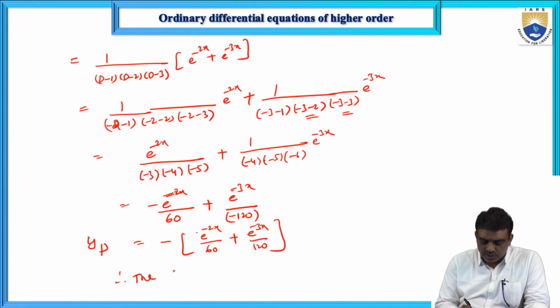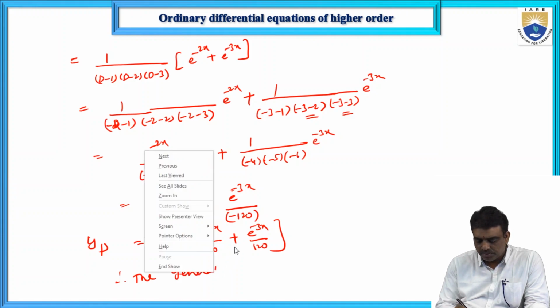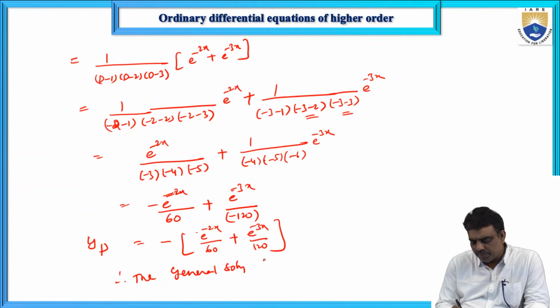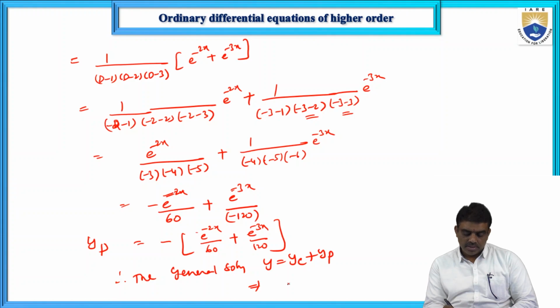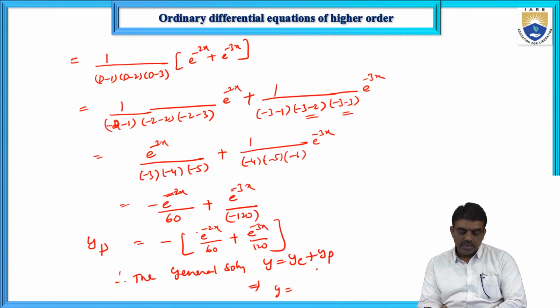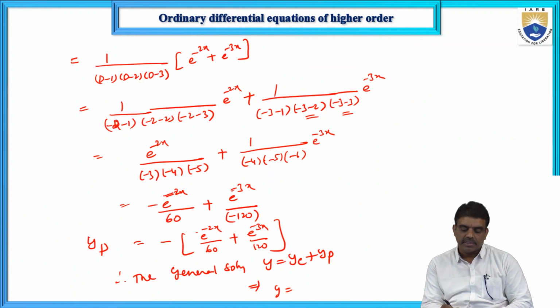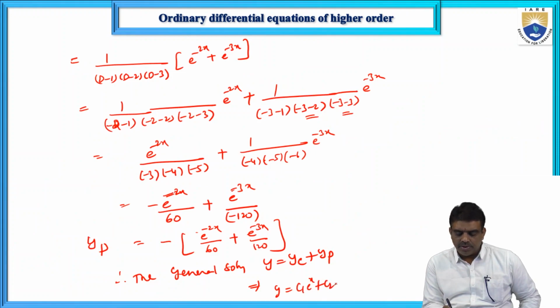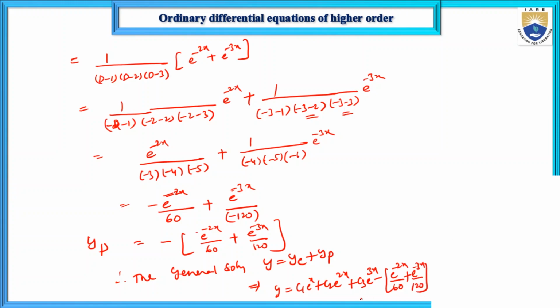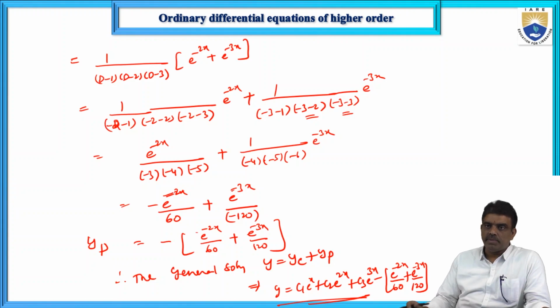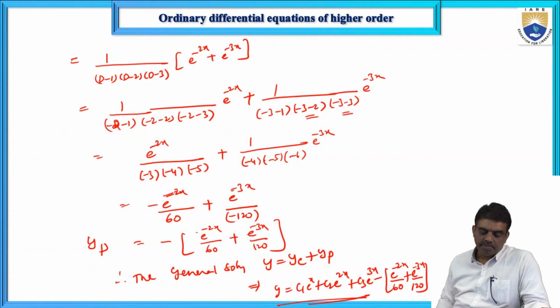Therefore, the general solution. What is the general solution? Y is equal to yc plus yp. What is yc? Here I can see that this is c1 e power x plus c2 e power 2x plus c3 e power 3x minus e power minus 2x by 60 plus e power minus 3x by 120. This is the complete solution of the given differential equation, which is obtained by finding complementary function and particular integral.